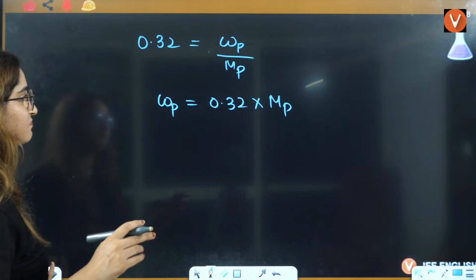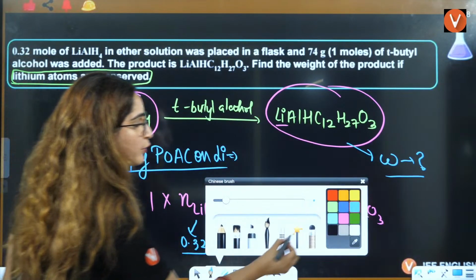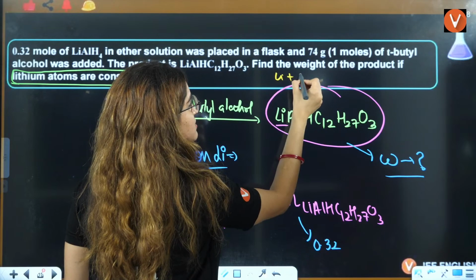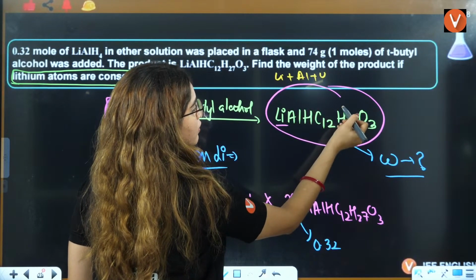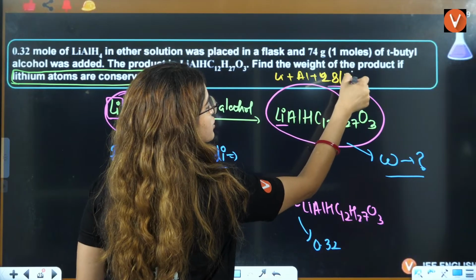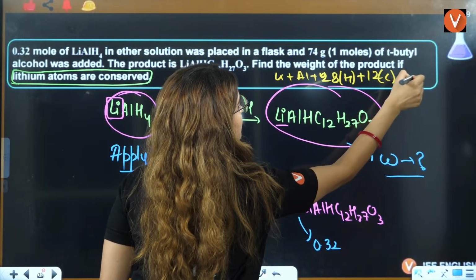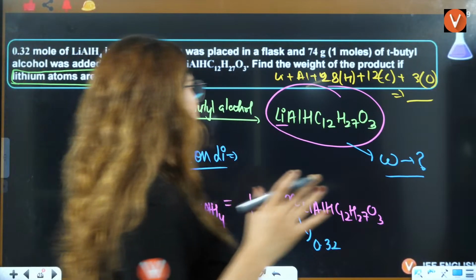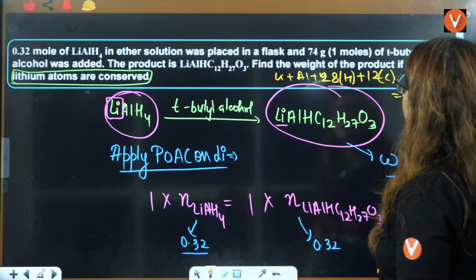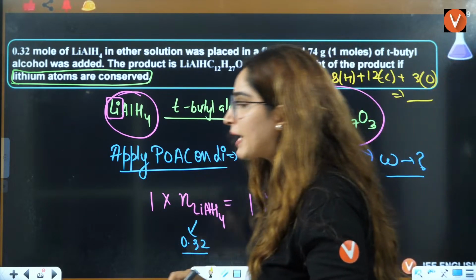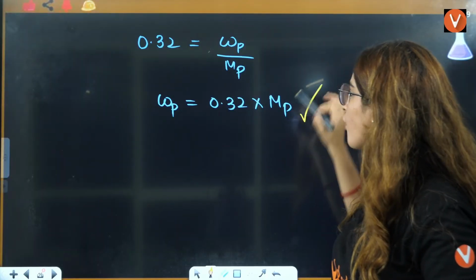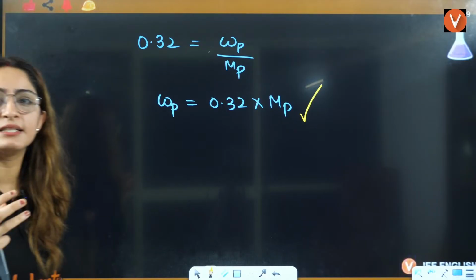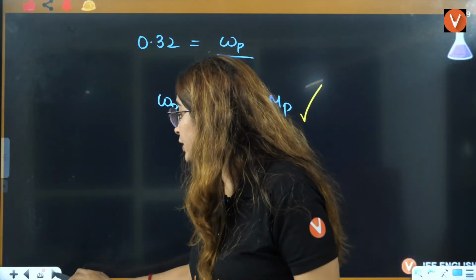Right? Okay. Yes, everybody. How can you calculate the molar mass here? Molar mass of lithium plus aluminium plus 28 into hydrogen plus 12 into carbon plus 3 into oxygen. Something like 289 you will get as your answer for the molar mass. When you solve this, multiply it with 0.32 and you will get your answer for the product here. Right, everyone? Is that clear? Clear how we are applying POAC here?